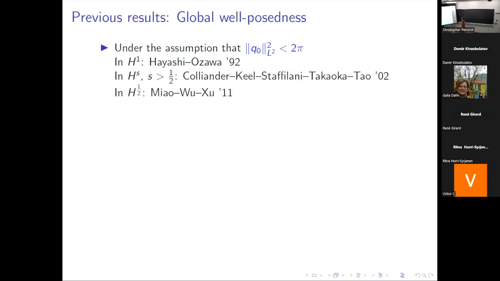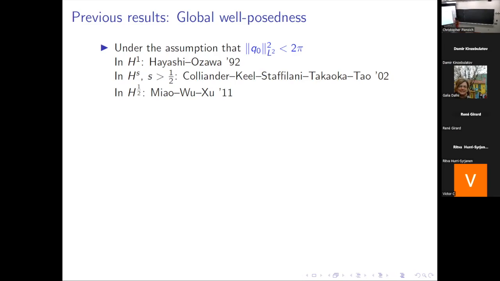Okay. So the first group of results assumes that the square of the L2 norm is less than 2 pi. And once you have that, you can actually work out the bounds that you want and get global well-posedness. And that was done successively starting from H^1, then s greater than 1/2, and then in 2011, H^1/2. Okay, so it takes a while to go down to the optimal well-posedness regularity at that point, but it was worked out.